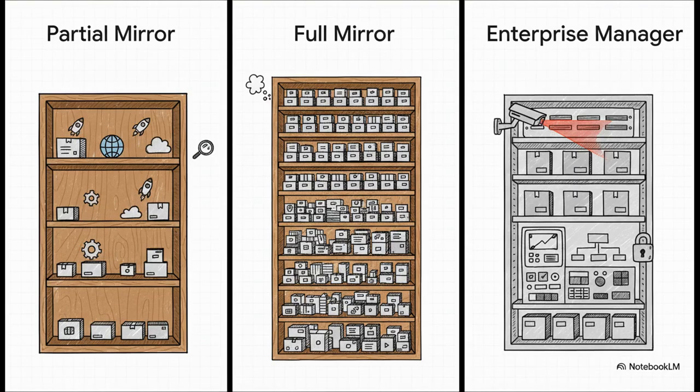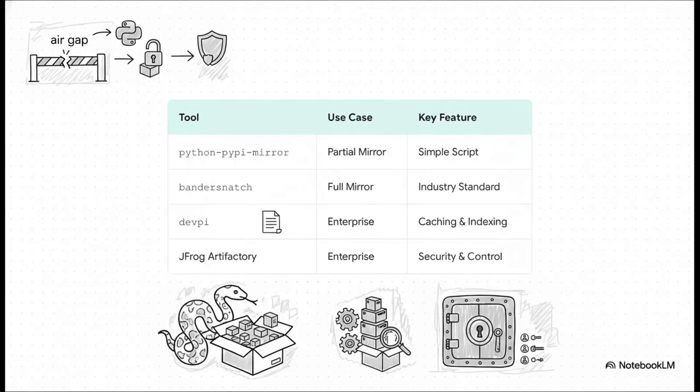Now, even when you decide to build this library, you've still got a few different flavors to choose from. You could build a partial mirror, which only holds a curated set of packages your company has approved, or if you've got the space, you can go for a full mirror. And for the ultimate in control and security, you can use an enterprise-grade repository manager that gives you all the bells and whistles. So what kind of tools are we talking about?